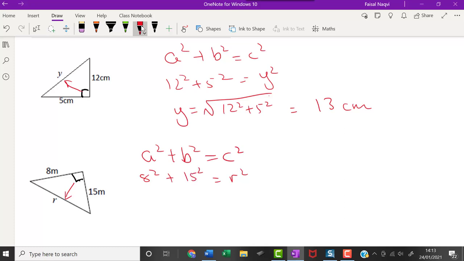To turn r squared into r, I have to square root both sides. So I've got the square root of 8 squared plus 15 squared, which if I put into the calculator is exactly 17 centimeters.